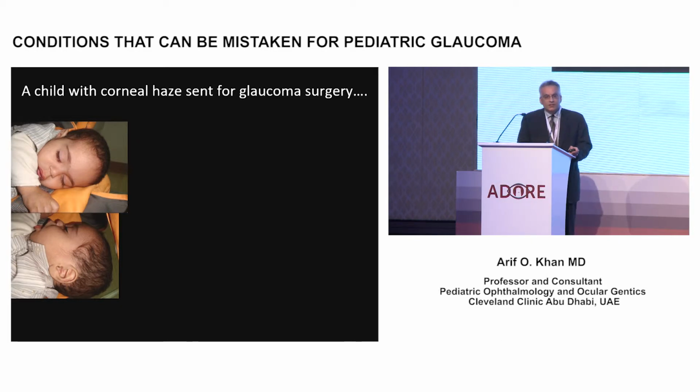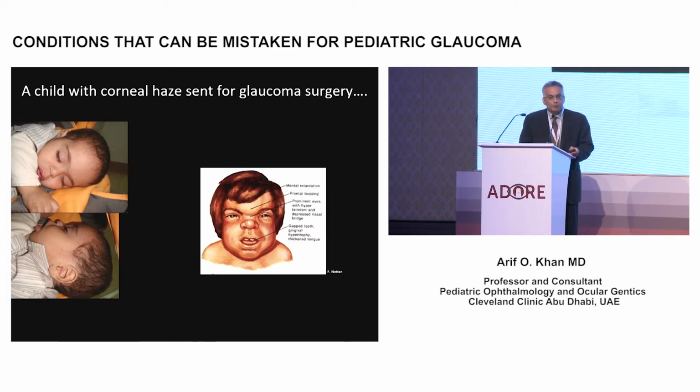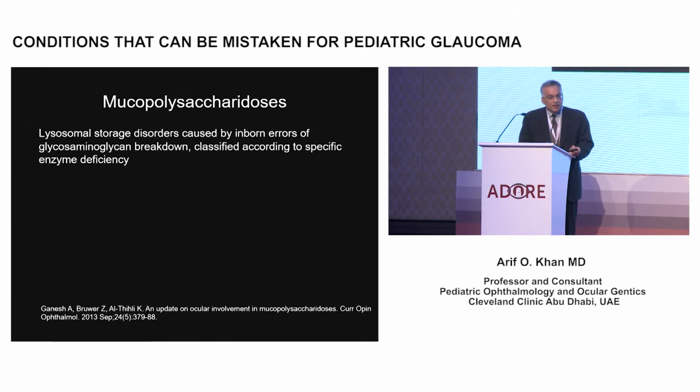Further history, the child has had recurrent upper respiratory infections, has joint laxity. This child has a mucopolysaccharidosis, and it's glycosaminoglycan deposition in the cornea that is causing the corneal haze and a falsely elevated intraocular pressure. Now, these patients are tricky because they can truly develop glaucoma, but in the early stages, it's deposition of the glycosaminoglycan in the cornea that causes the haze and falsely elevated IOP.